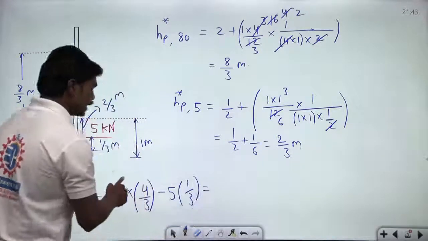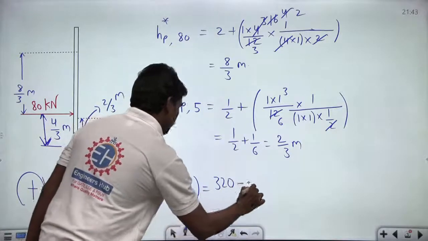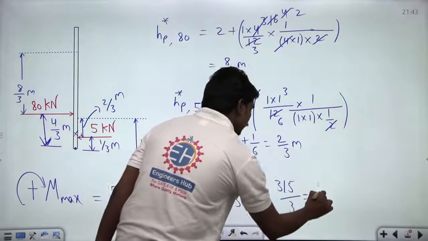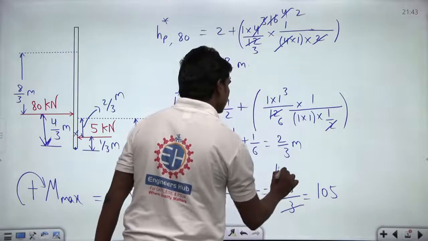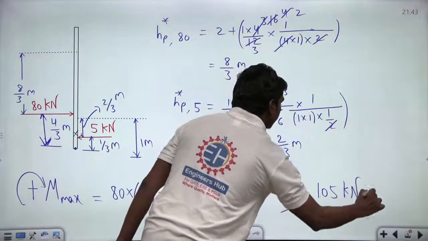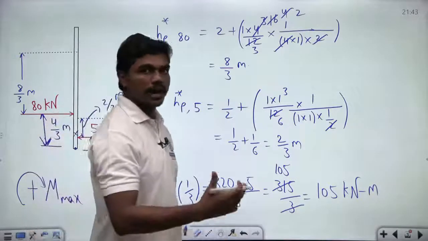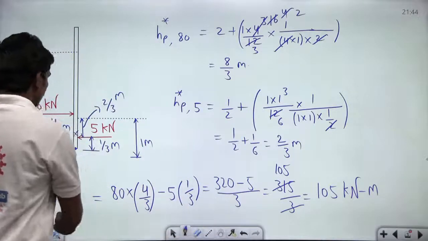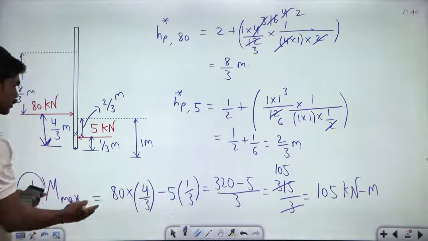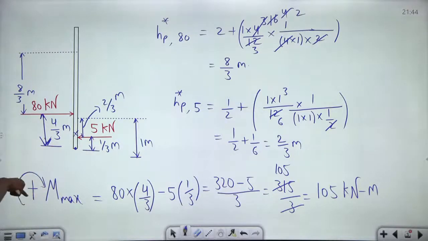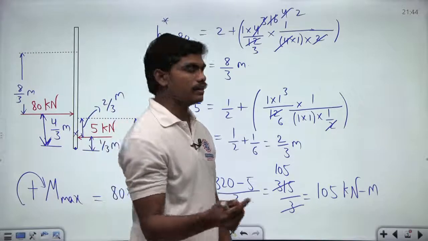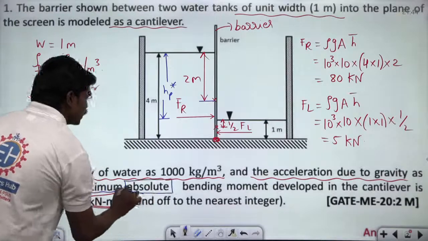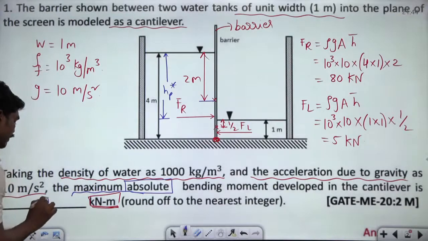So 4 8 is 320 minus 5 divided by 3. This is what we have. So this is 315 divided by 3. So if you simplify a bit, 105, because 315 divided by 3 is 105. So 105 kilonewton meter, because we are measuring the distance in meters, and the force we have measured in kilonewtons. So this is 105 kilonewton meter. Okay, so the magnitude of the maximum bending moment. Of course, they asked you for the magnitude, because if you assumed that anti-clockwise is positive, then you could have got minus 105 kilonewton meter. But here we are intending towards the maximum absolute. This word absolute gives you that they are asking you for the magnitude. So the answer is 105 kilonewton meter.